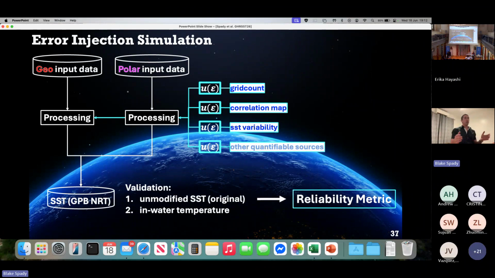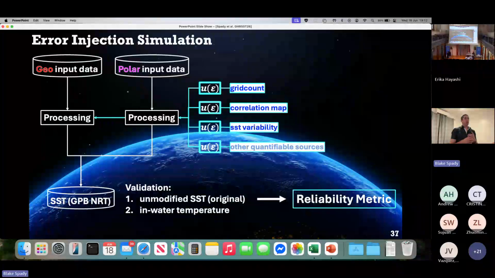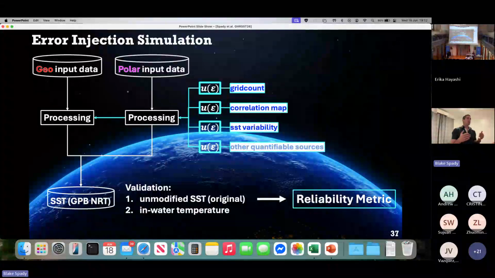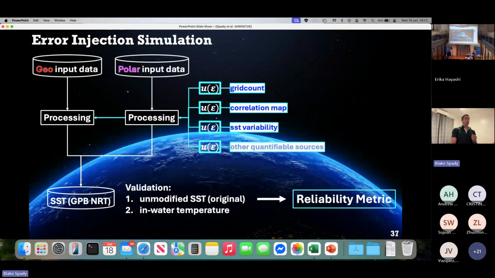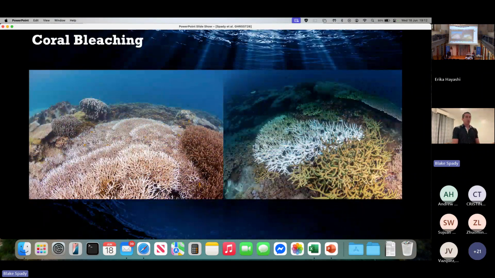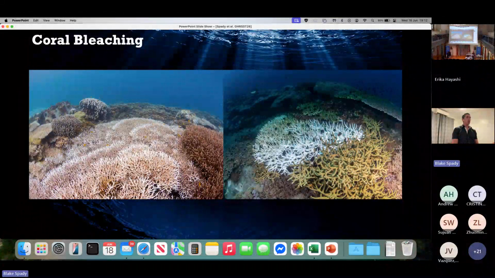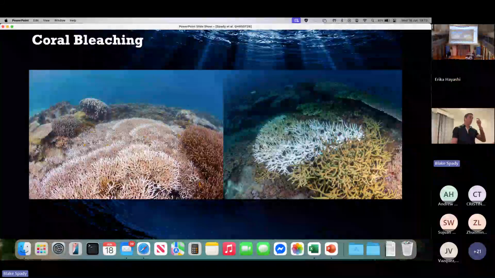And the goal here is to come up with a reliability metric. So by coming up with this reliability metric, we hope to inform users of the uncertainty around our values. Now, I think a lot of people can use this in a lot of different ways. The way that we at Coral Reef Watch would want to use this would be in our heat stress metrics, of course.